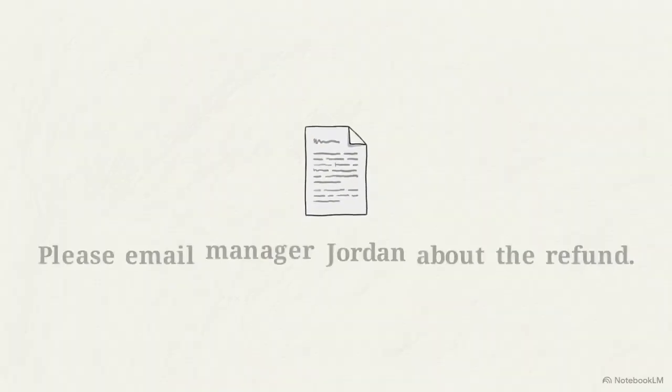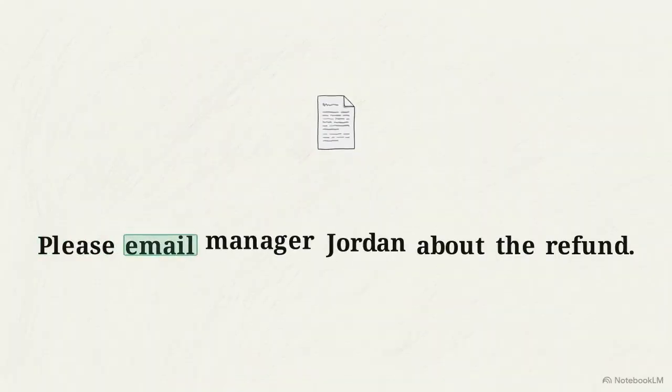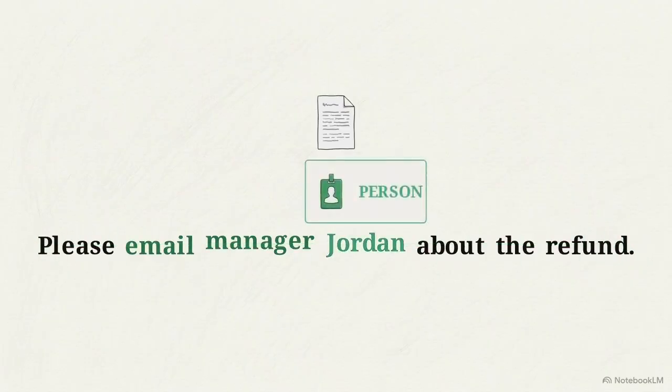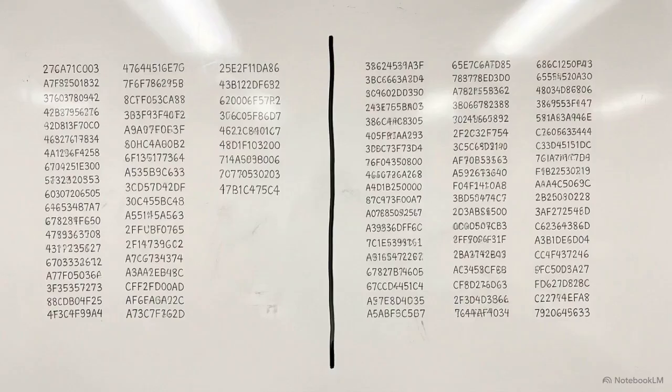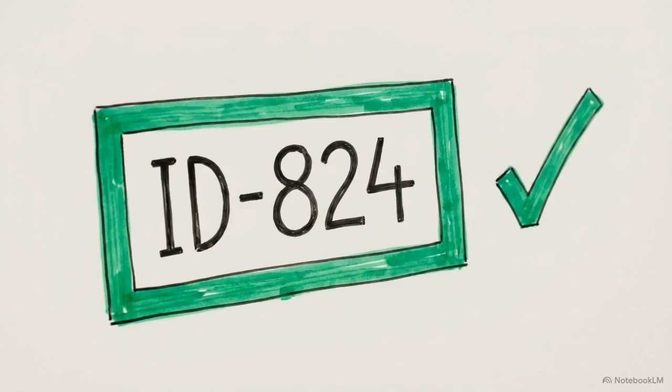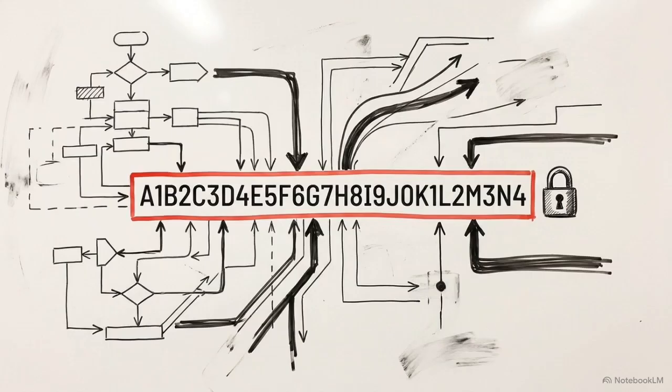Standard left-to-right parsing often misinterprets ambiguous words, having to wait until the end of a sentence to resolve the context. In this diagram, the bidirectional mechanism evaluates tokens on both sides of a word simultaneously to deduce semantic meaning. This distinguishes Jordan the location from Jordan the person, triggering a validation tag that masks the name. This contextual depth allows the system to distinguish a harmless internal ID from a sensitive API key or credit card number.